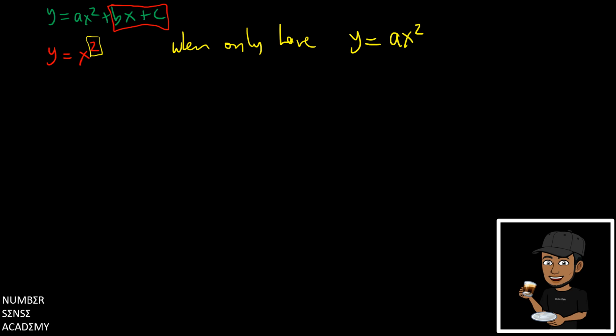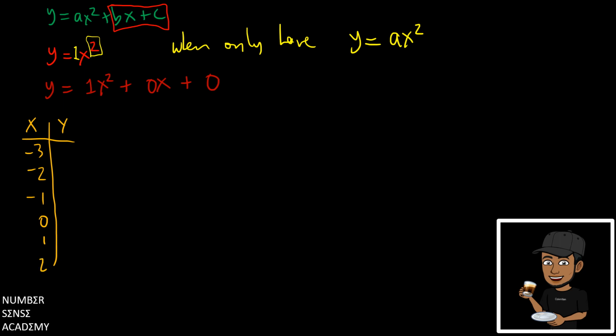So I'm going to take y equals x squared, where in this case a is 1, right? We don't have a value for b or for c in the equation, so we could automatically assume that they are 0. So it's going to be 1x squared plus 0x plus 0. If I was to create a table of values for y equals x squared, I'm going to pick -3, -2, -1, 0, 1, 2, and 3.